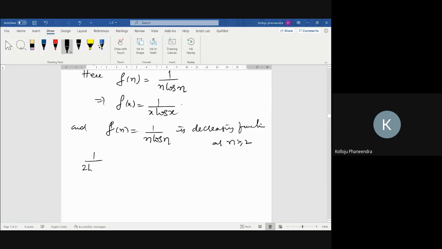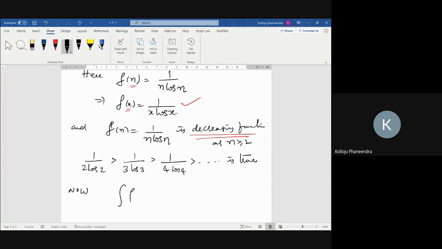1 by 2 log 2 is definitely greater than 1 by 3 log 3. Definitely it is greater than 1 by 4 log 4, right? It is true. So the first condition, decreasing function, is finished. And what is the f of n value? 1 by n log n. Just replace n by x. That's it. Now let us calculate the integral.